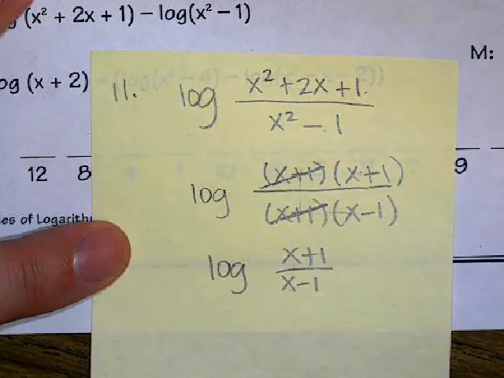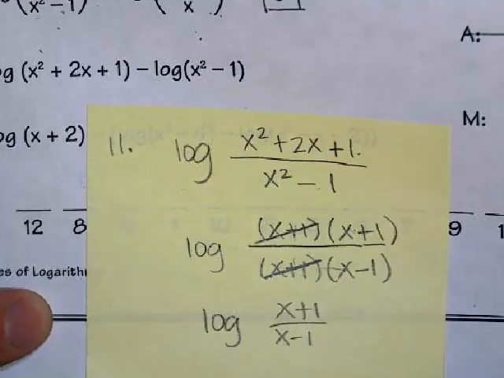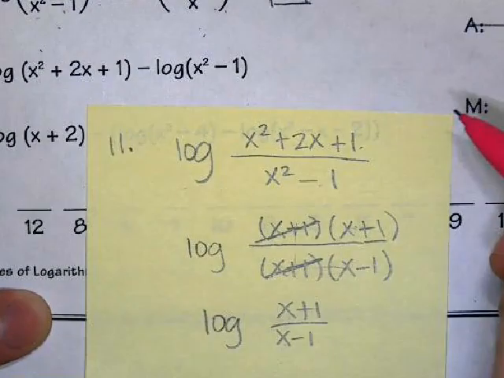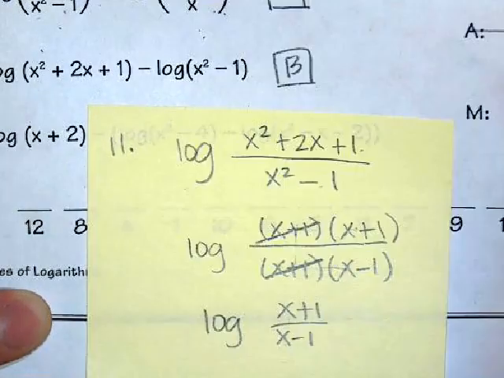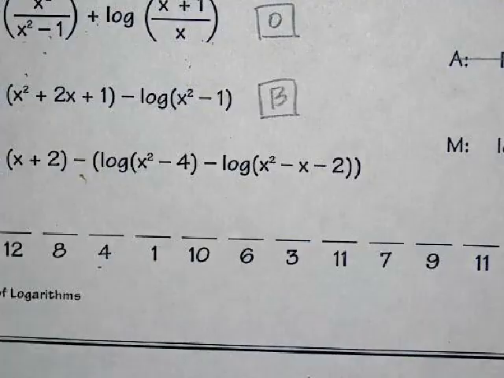All right, so number 11 corresponds with which answer choice? B. Okay. And then for number 12, we got some minuses here.